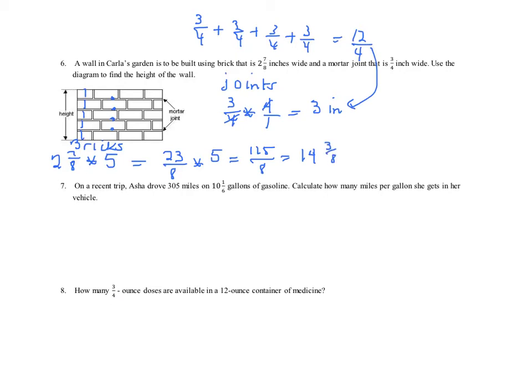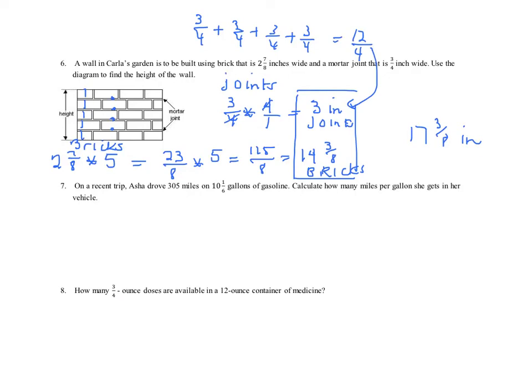So now I just have to add these two together, for the bricks and the joints. So I'll get 17 3/8 inches. Yay! Okay. Next, on a recent trip, Asha drove 305 miles on 10 1/6 gallons of gas. Calculate how many miles per gallon she gets in her vehicle.